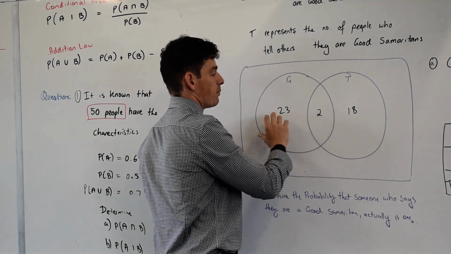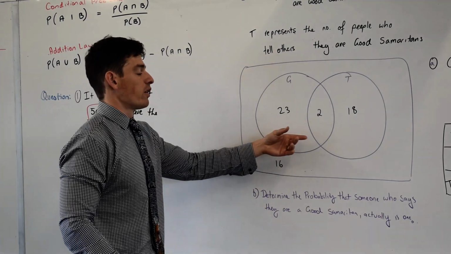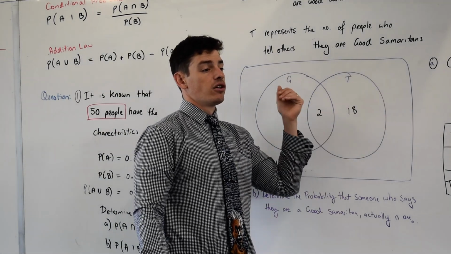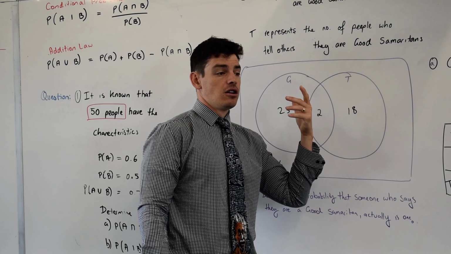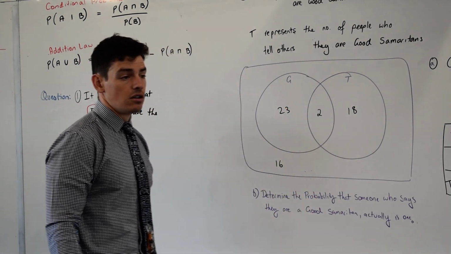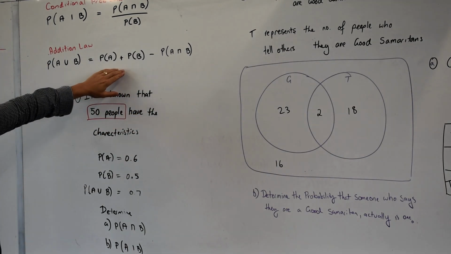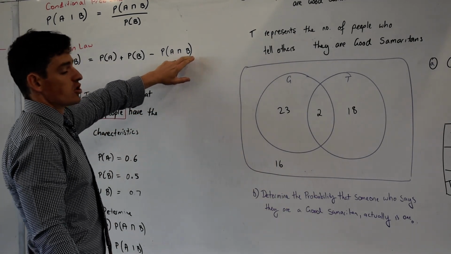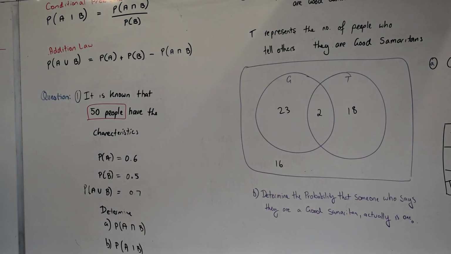20. If we added P(A) and P(B) up, so 25 plus 20, we'd have 45 people involved in that part there, correct? But in reality, there's 23 plus 2 plus 18, which is... So if we do P(A) plus P(B), we double count the middle section, so we have to subtract one round of the middle section. Cool? So that's the probability addition law.